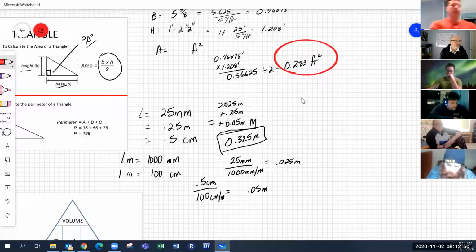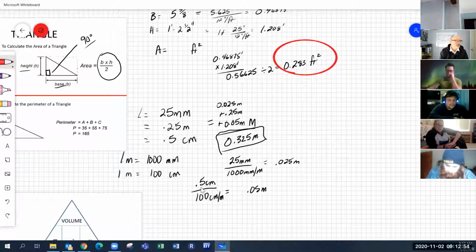That's 0.5 centimeters, right? Yes. Wouldn't that go 0.005 meters? Oh, you are so correct.